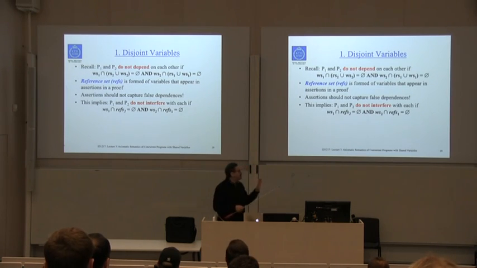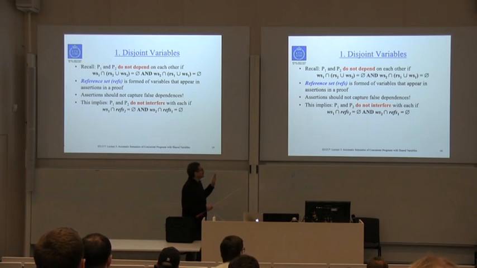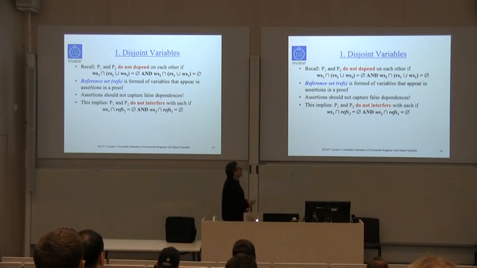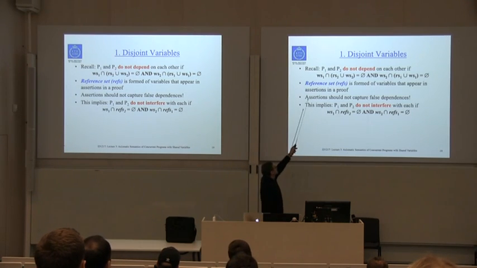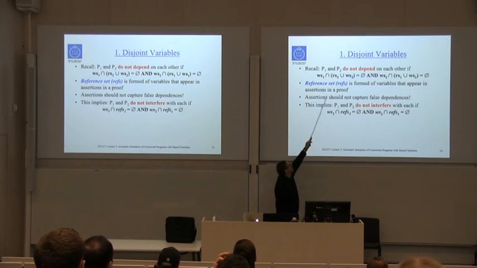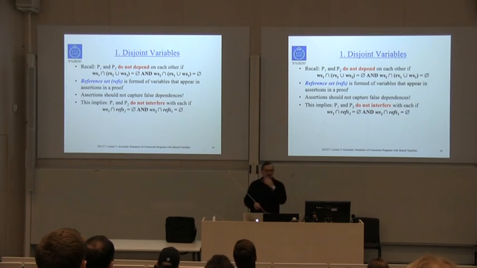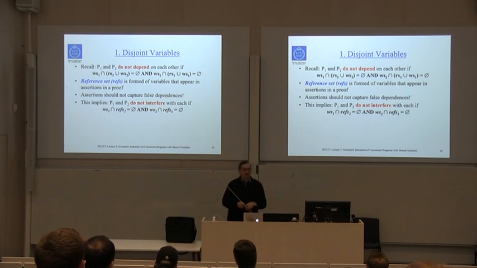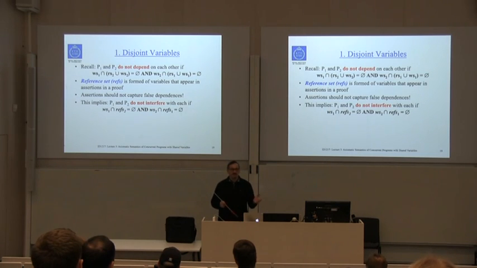Okay, disjoint variables, as I said, means that two processes do not depend on each other, and hence they do not interfere. If the write set of one process is disjoint, this is an intersection, these are set operations here, from the read and write set of another process. Simply speaking, they work on different memory. Like on different elements of an array, on different domains, they do not interfere, because there is no reason for them to interfere.